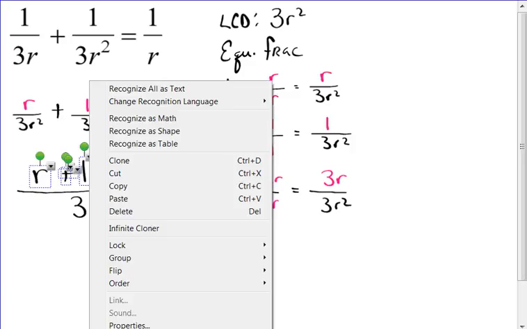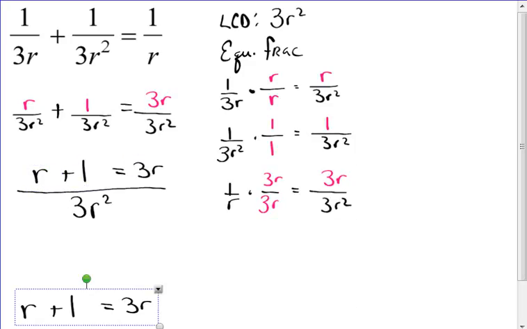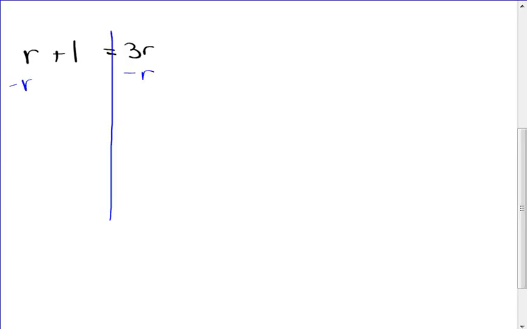All this right here. I'm going to clone it and we'll bring it down. Now, all we have to do is solve this little simple two-step equation. Way back when, in the history of mathematics, you learned how to solve an equation like this. I'm going to subtract r from both sides. So I get 1 equals 2r. Divide both sides by 2, and I get 1/2 is equal to r.